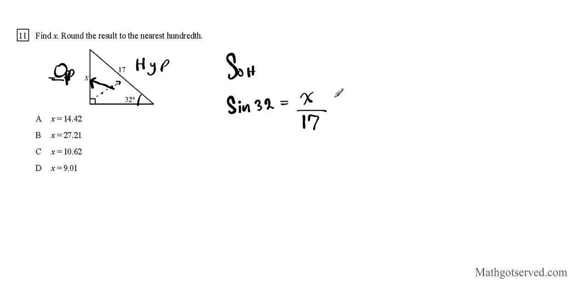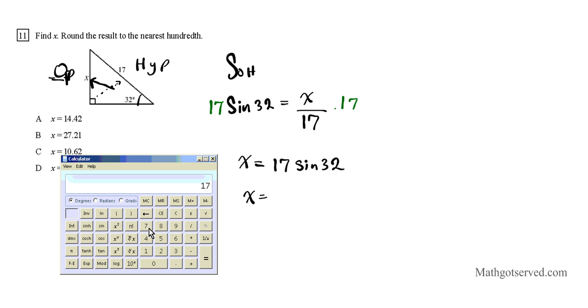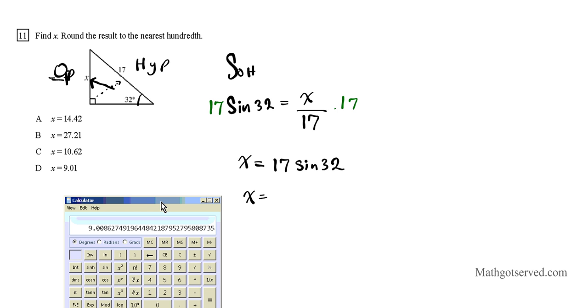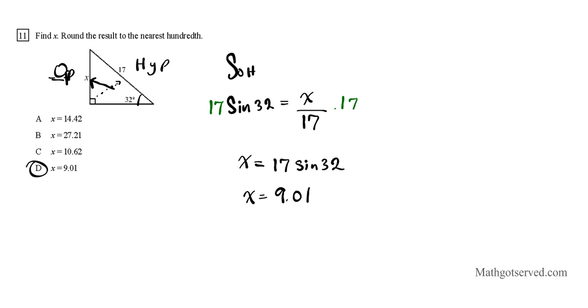To get x by itself, you multiply both sides by 17. And then you get x equals 17 sine 32. And you just plug that into your calculator. See what we get here. My calculator does it differently. I'm going to do sine 32 multiplied by 17. And the answer is 9.01. So 9.01 is the answer, which is option D.